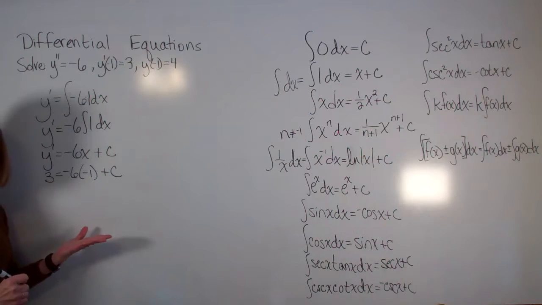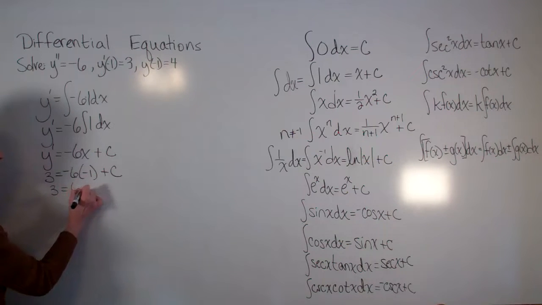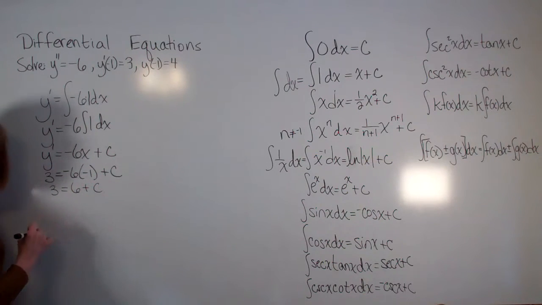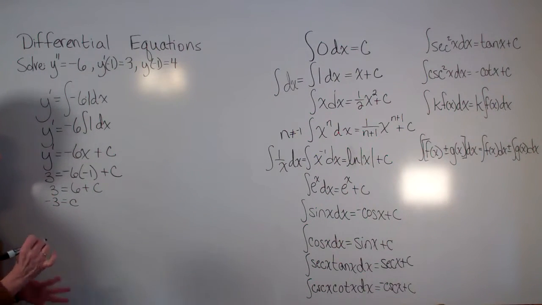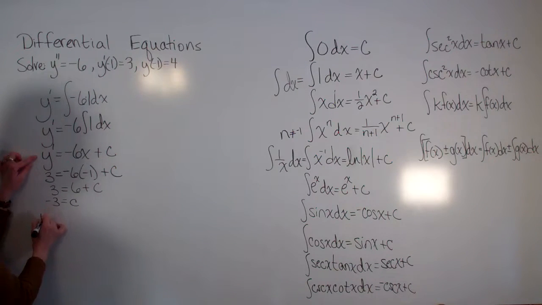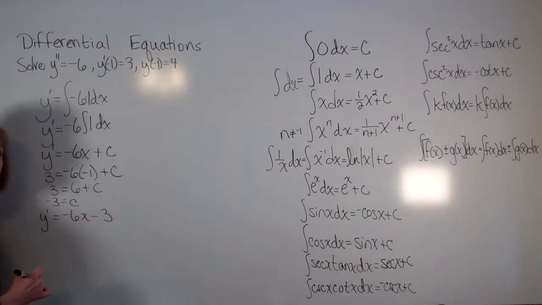And this allows me to find my constant term. So then 3 is equal to, well, negative 6 times negative 1 is positive 6, and then plus c. Subtract your 6 from both sides, and we get c is equal to negative 3. That means right now our y prime is equal to negative 6x minus 3.